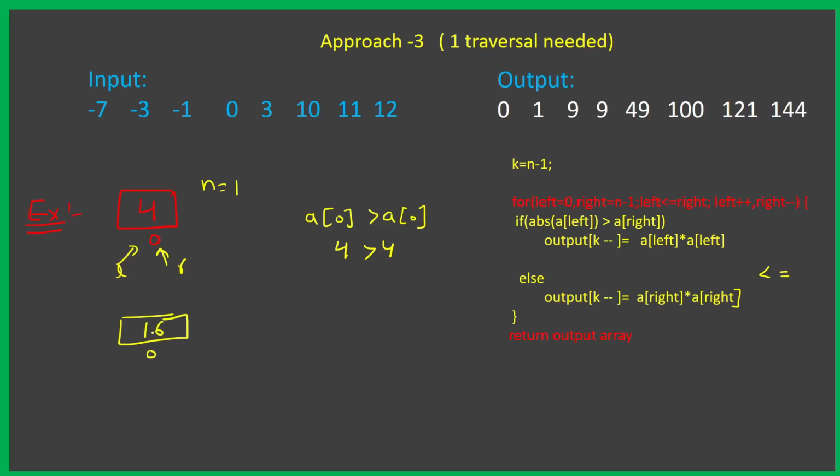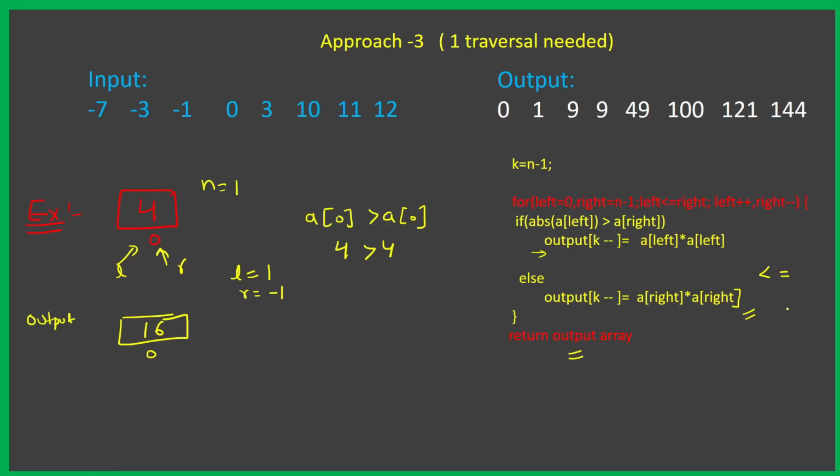So in the output array, I will store 16, and now I will increment left and decrement right. So left will be pointing to 1 and right is decremented, so right is pointing to minus 1. Now this loop condition will be false, so we will come out of the loop and just return this output array, that is 16. So our approach is working fine.